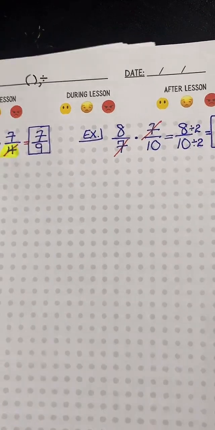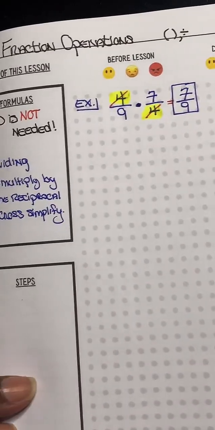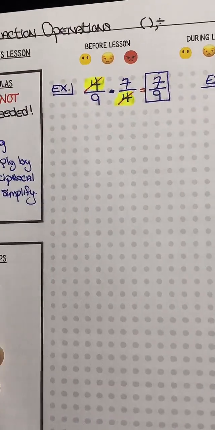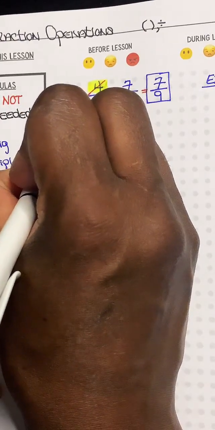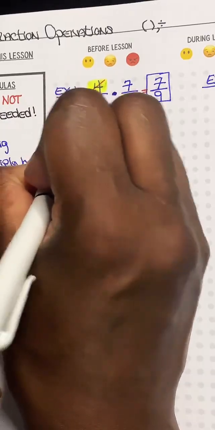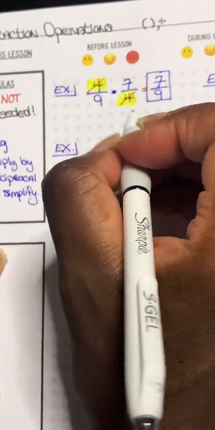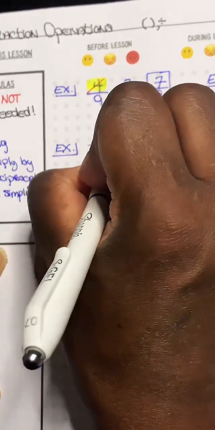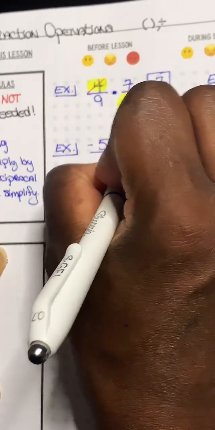All right, so let's get with another one. So let's say -5/4 times 1/3.